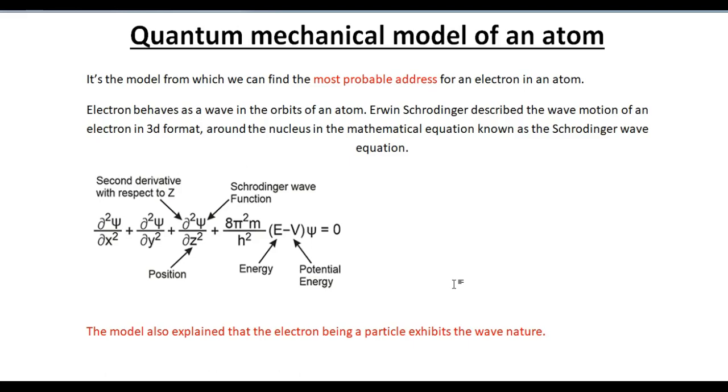Quantum mechanical model of an atom is the model from which we can find the most probable address for an electron in an atom. As we know, the wave character of an electron and uncertainty in its position and momentum gave a serious blow to Bohr's model of an atom.